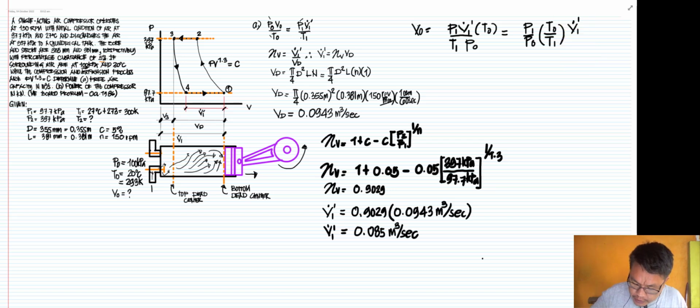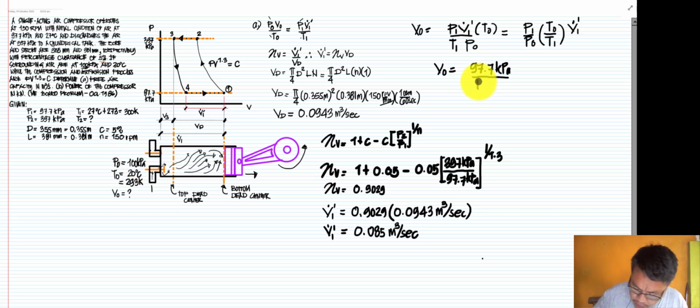So, let's try to substitute the values here to get the answer for letter A. So, P1 that we have is 97.7 kPa. Then this is divided by your P sub 0, which is 100 kPa.